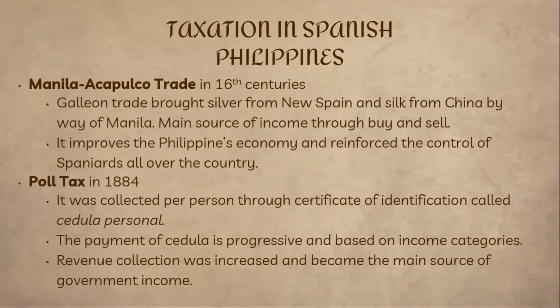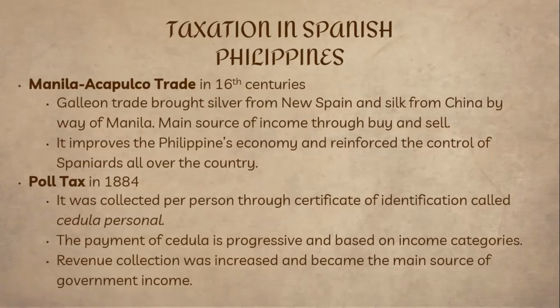Tax collection was still very poor and subsidy from Spain would be needed through the situado real, or royal subsidy, delivered from the Mexican treasury to the Philippines through the galleons. These subsidies stopped as Mexico became independent in 1820.